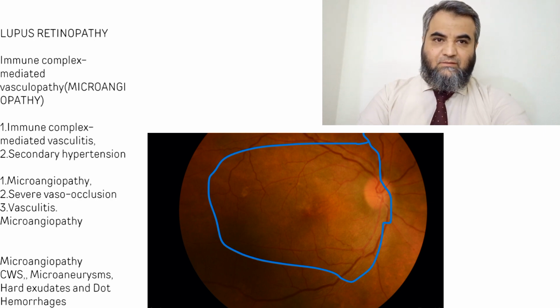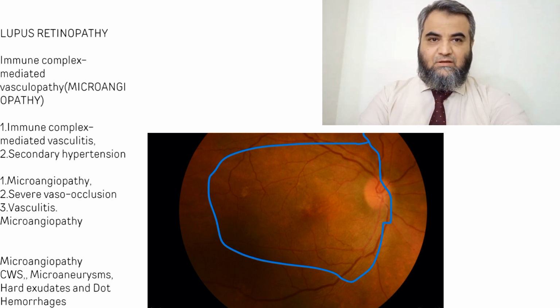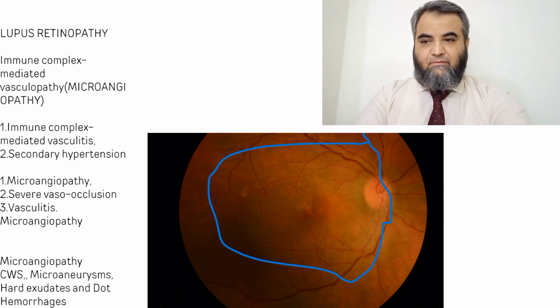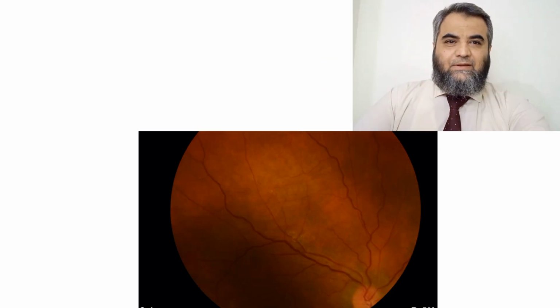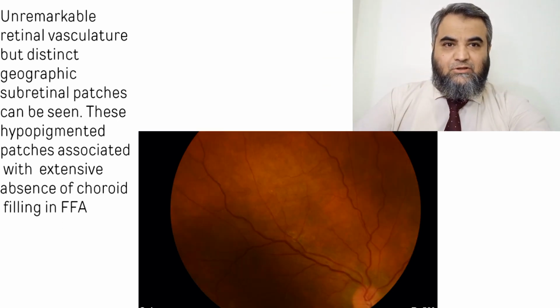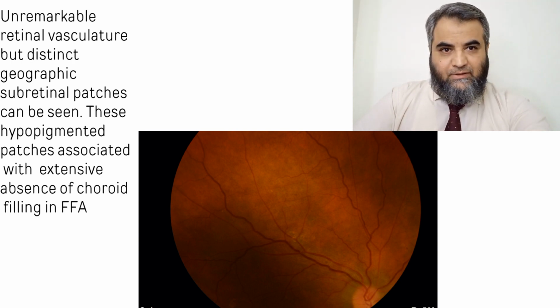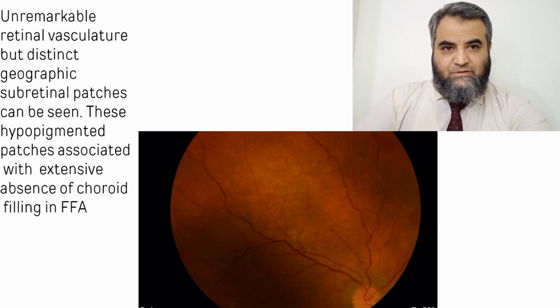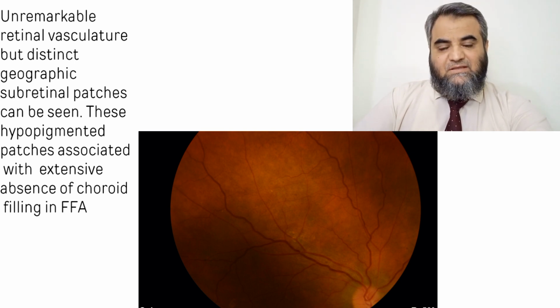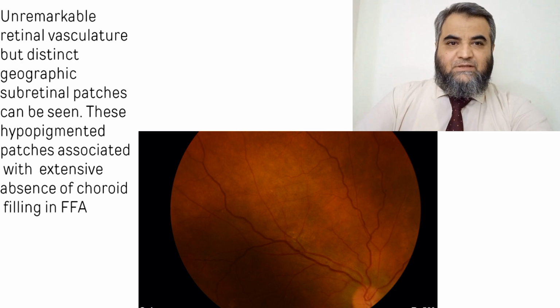Apart from this, we will find typical features like cotton wool spots, fine hard exudates, and dot hemorrhages. All these features, as we find in other vascular diseases, are prevalent in these patients. Even if on examination there are no vascular abnormalities, we can still find some hypopigmented patches. These patches can be appreciated later on fluorescein angiography as extensive areas of absent choroidal filling.